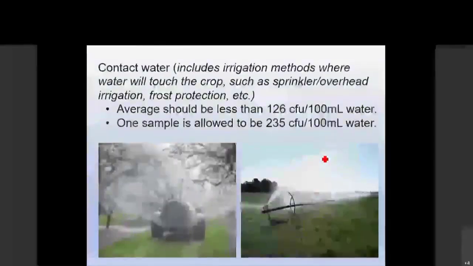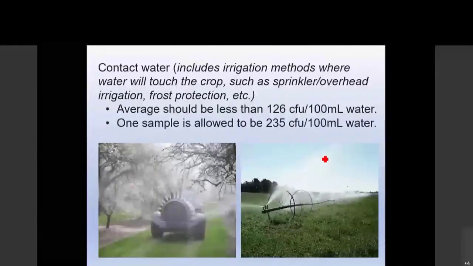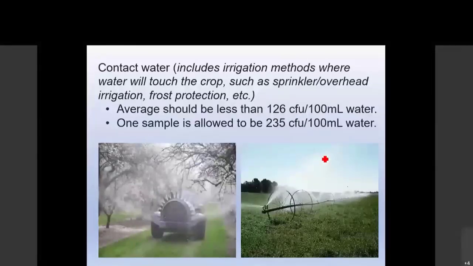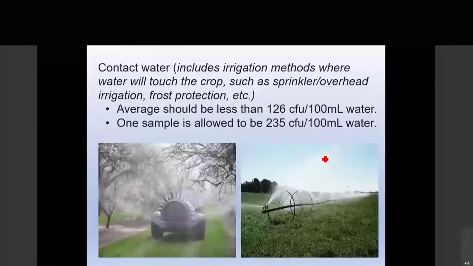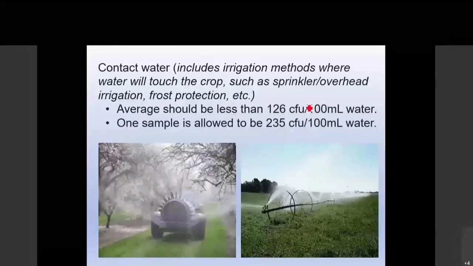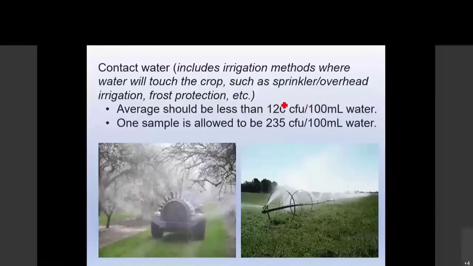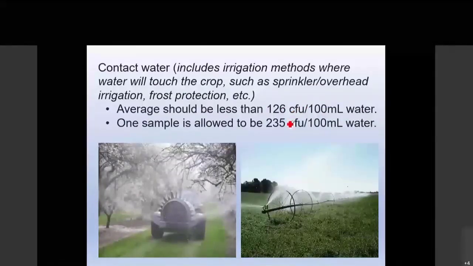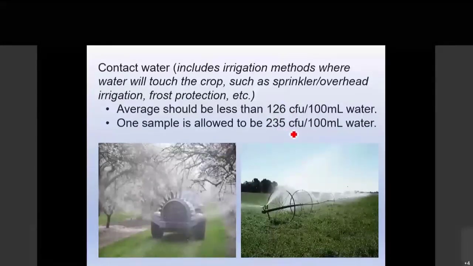For contact water, now we're talking about water that is going to touch the edible portion of the crop. So now we're looking at overhead irrigation, we're looking at spraying, we're looking at frost protection, evaporative cooling, any of those particular uses. The average is still going to be less than 126 colony forming units, but now your standard is a little bit more stringent. Your spike or your highest value can be no more than 235 colony forming units.